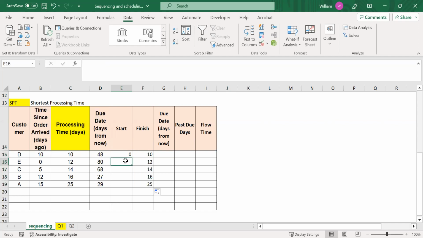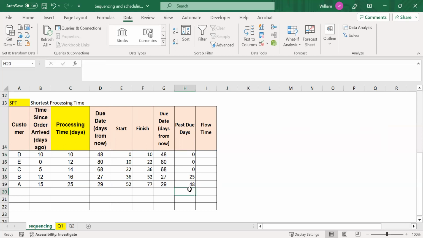Our start time for customer E equals the finish time for the previous customer. So as soon as we finish with D, we start customer E. This formula stays the same as well, so I'll drag it down. Okay. Then we go to calculating our past due dates and the flow time. So past due equals finish time minus the due date. Have a negative there. And so anything with a negative defaults to 0 because that means it's not past due. This is not past due, and that is not past due.